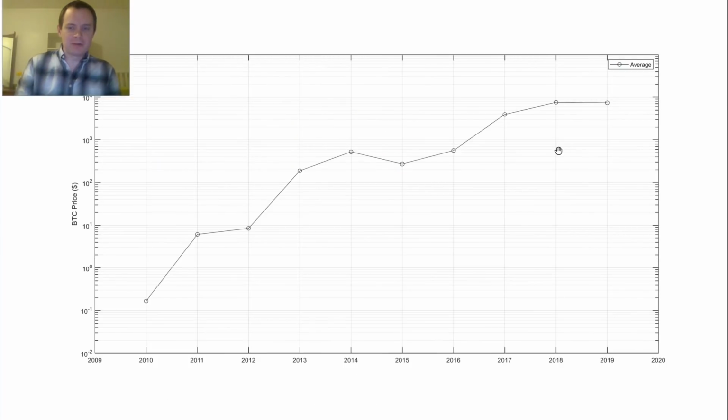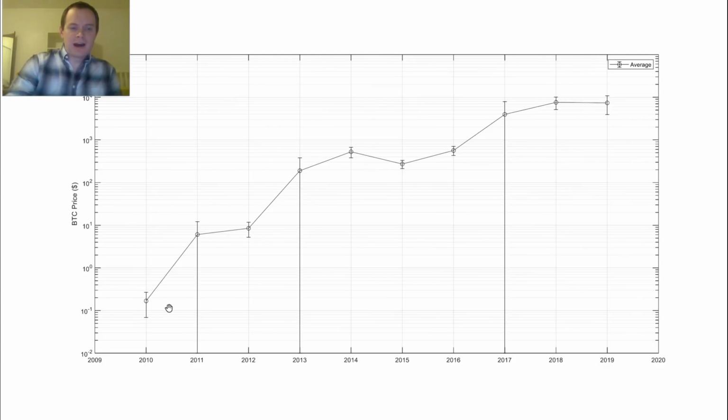So what we're going to do is first plot the average price of Bitcoin, which is the average price of Bitcoin each year since 2010. Okay? Now let's add on a standard deviation. This is the standard deviation of the price in each given calendar year.